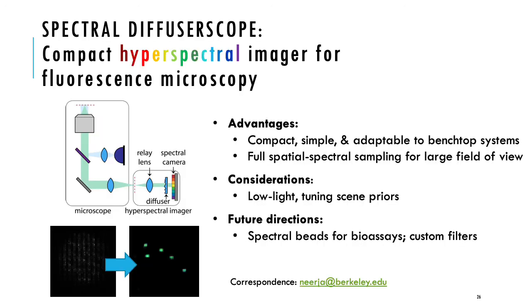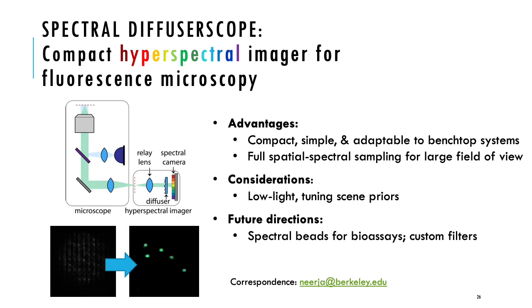In conclusion, we presented Spectral Diffuser Scope, a compact hyperspectral imager for fluorescence microscopy. We leverage compressed sensing to obtain back the full 3D spatiospectral data cube from a 2D measurement. The advantages to this approach are that it is compact, simple, and adaptable to benchtop microscope systems. It is useful in obtaining full spatiospectral sampling for a large field of view without sacrificing resolution.